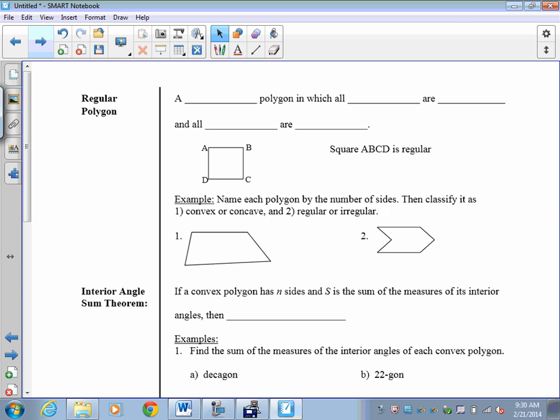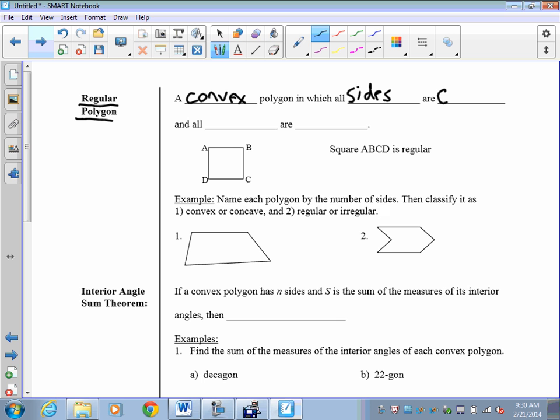Something else that's very important is a regular polygon. A regular polygon is a convex polygon. So remember, that means all the corners, whenever they're connected, go through the shape itself, in which all the sides are congruent. So remember, that word congruent is very similar to equal, and all the angles are congruent.